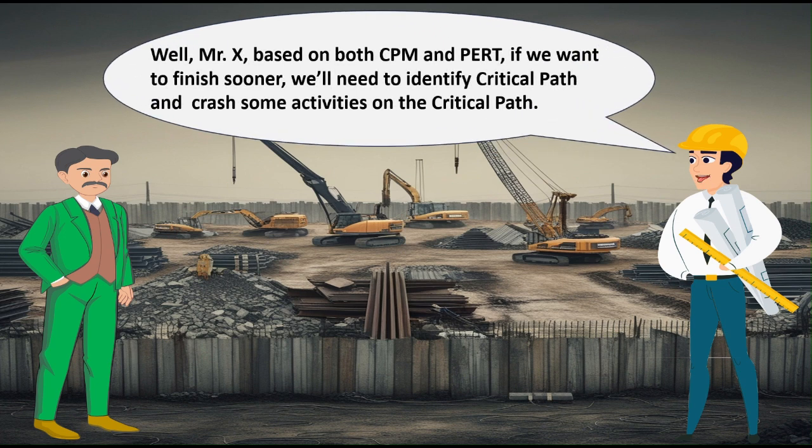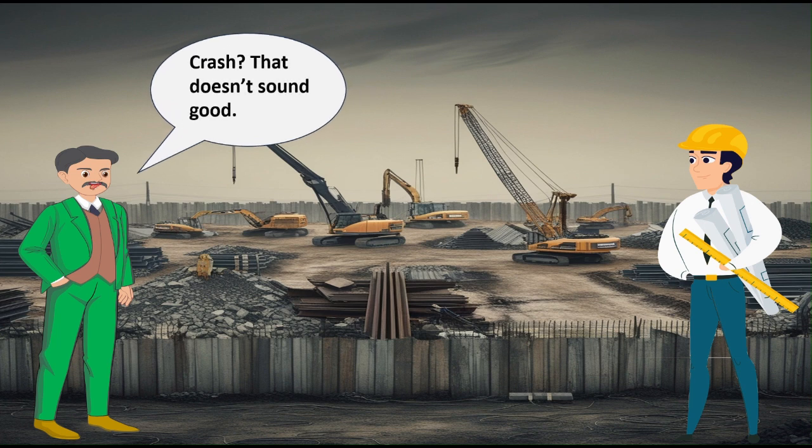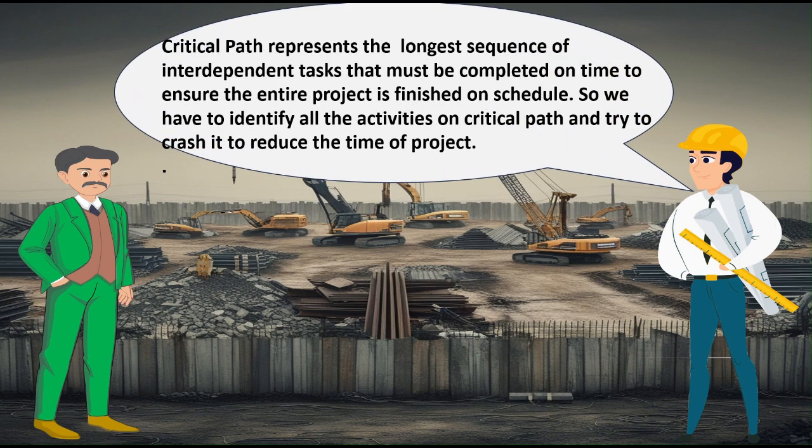Well, Mr. X, based on both CPM and PERT, if we want to finish sooner, we'll need to identify the critical path and crash some activities on the critical path. Crash? That doesn't sound good. The critical path represents the longest sequence of interdependent tasks that must be completed on time to ensure the entire project is finished on schedule. So we have to identify all the activities on the critical path and try to crash them to reduce the time of the project.